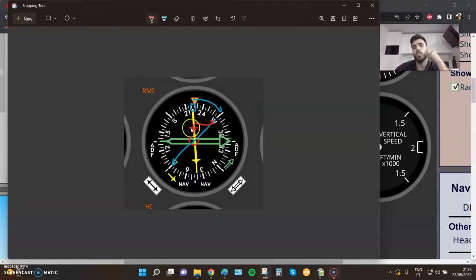Now, where do I turn to? If I maintain this position, I'm never going to get there. So I'll need to turn until 270. Until 270, nothing will happen. I will never catch QDR 270.